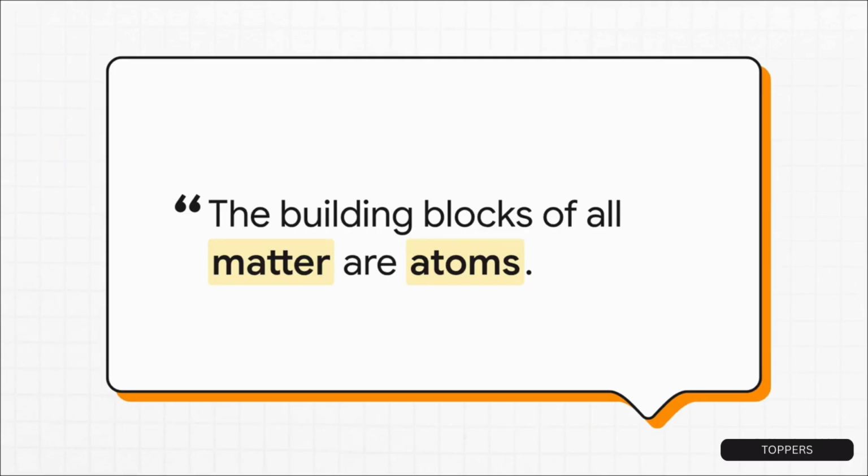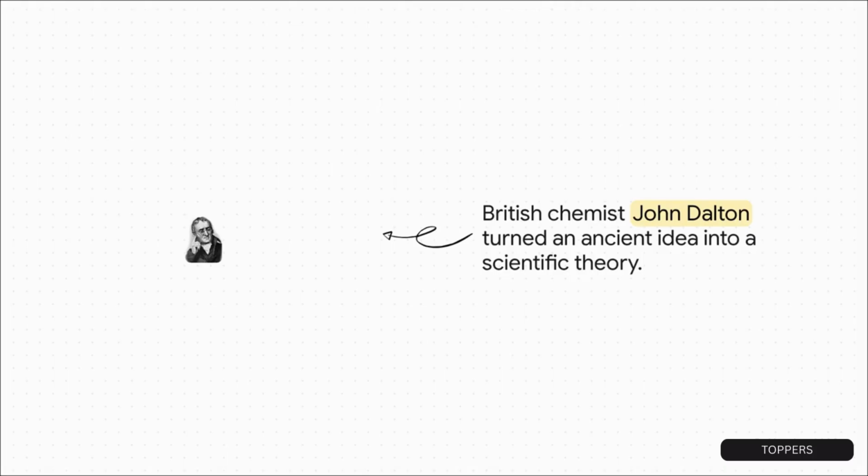And that's the big idea right there. Atoms. Just like you'd use different kinds of bricks to build a house, the universe uses different kinds of atoms to build everything we see. This idea has been around for ages. The ancient Greeks called them atomos, which literally means uncuttable or indivisible. But it took this guy, John Dalton, a British chemist in the early 1800s, to really take that ancient idea and turn it into real science.